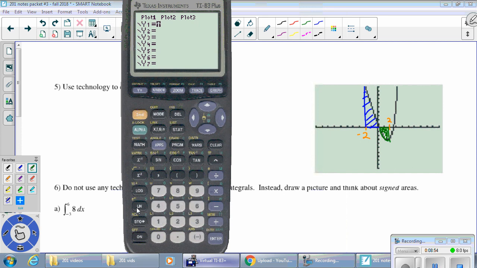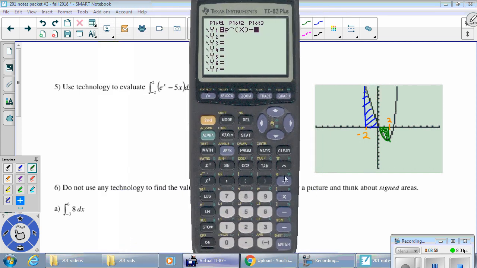So we do second, e to the x minus 5x. Standard window is probably okay here. And so you can see here, it definitely doesn't cross through the x-axis. So we're going to do second calc, and we're looking for zero. That's what the calculator calls the x-intercept. So we do number 2.